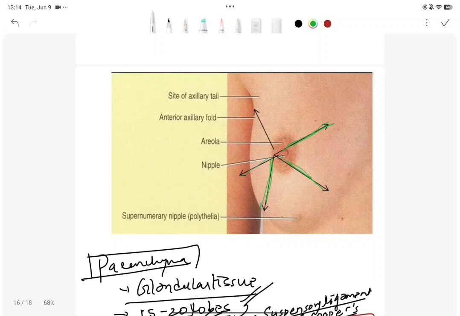The lactiferous ducts are present radially, so to avoid cutting the lactiferous ducts, the surgeon makes a radial surgical incision, known as Langer's line. The surgeon should operate around Langer's line. So that is all, guys, that is all.